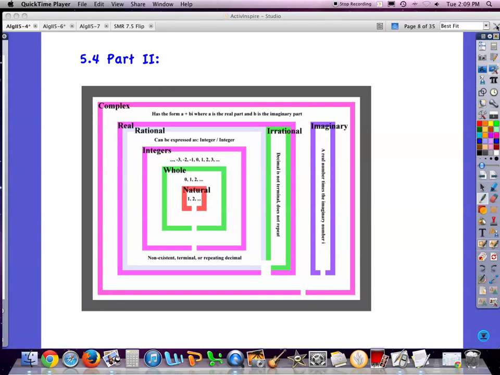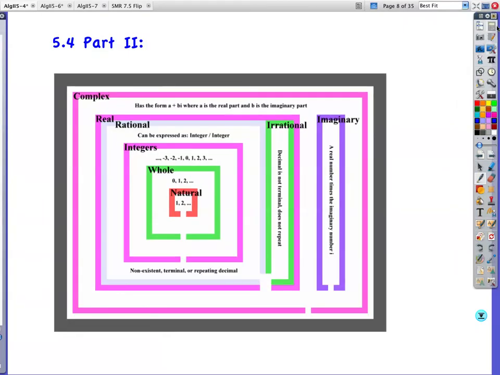Okay, here we are. We're on lesson 5.4, part 2. The fun never ends here. Here's like a Venn diagram chart.